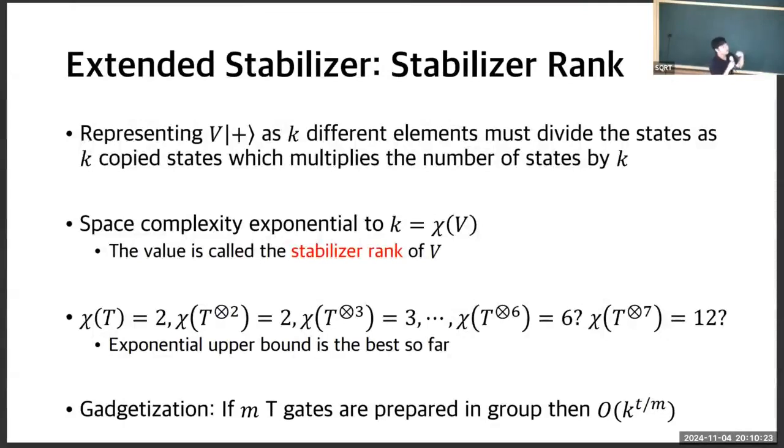Yeah, so if we use T gates only here, then we can use that T6. For example, if we have 31 T gates, then we can group them by 6 and then use 1 for the chi T equals 2. So we have a total of 6 times 6 times 6 times 6 times 6 times 2 stabilizer states to start with for the gadgetization.